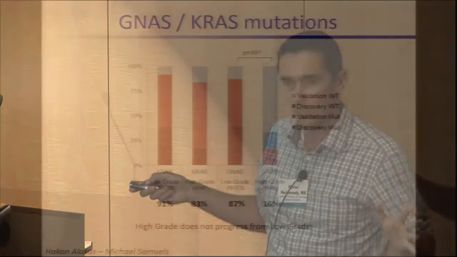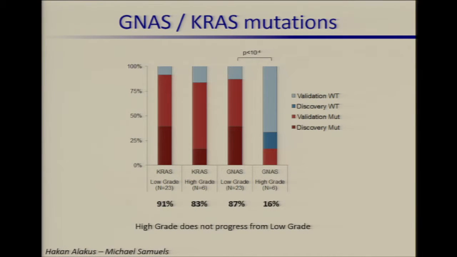Well, first, low grades and high grade, they all have KRAS. The vast majority, more than 80% of the patients, have the KRAS mutation in the low grade or high grade. But when we compared GNAS mutations between low grade and high grade, we found that mostly the low grade had the GNAS mutation, and only 1 out of the 6 high grade had the GNAS mutation. So that was interesting to us.